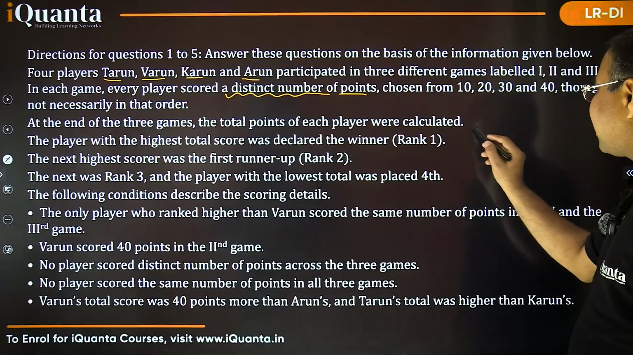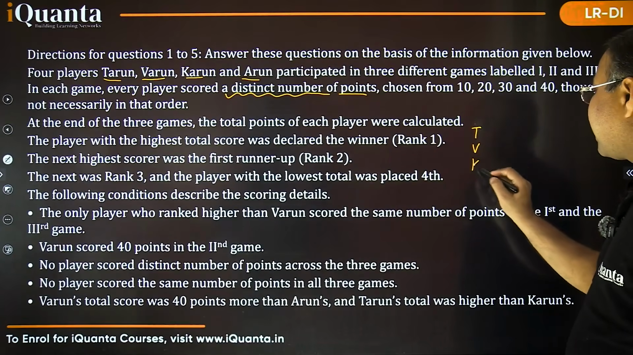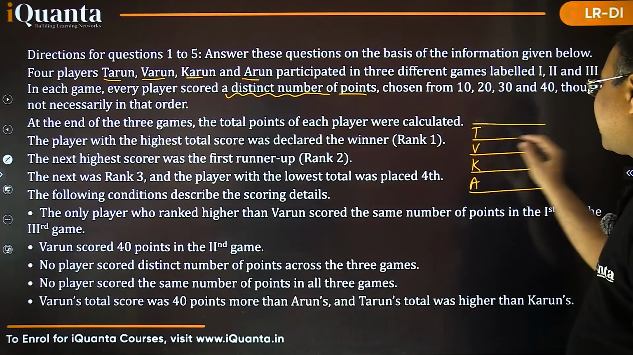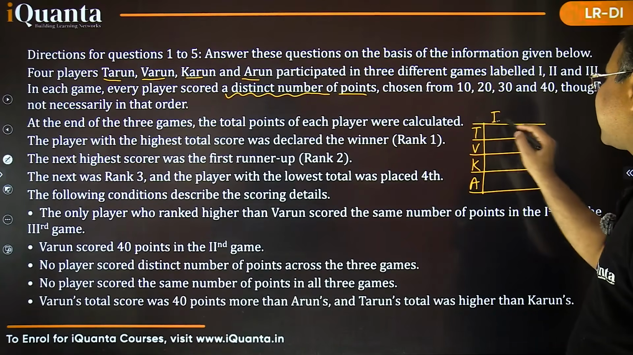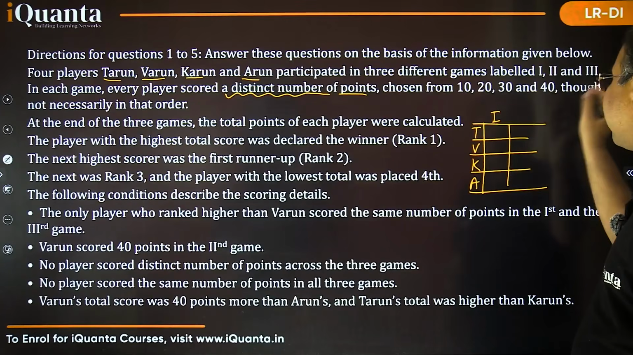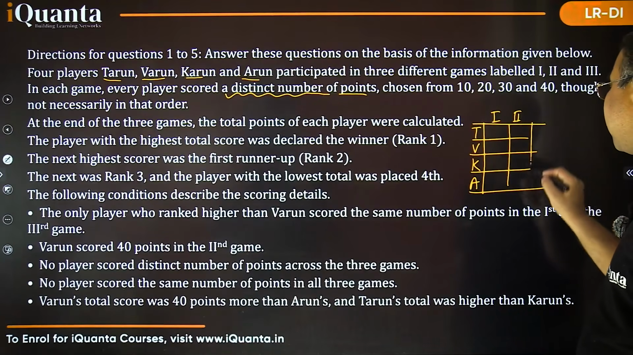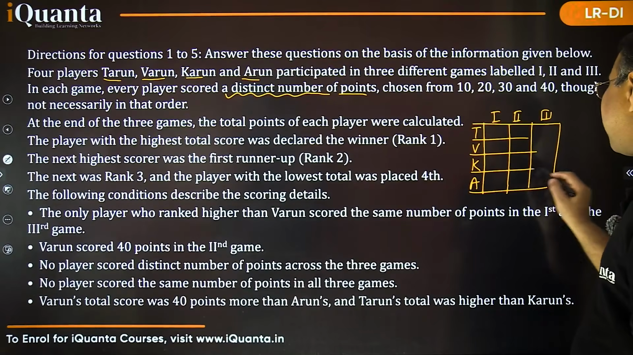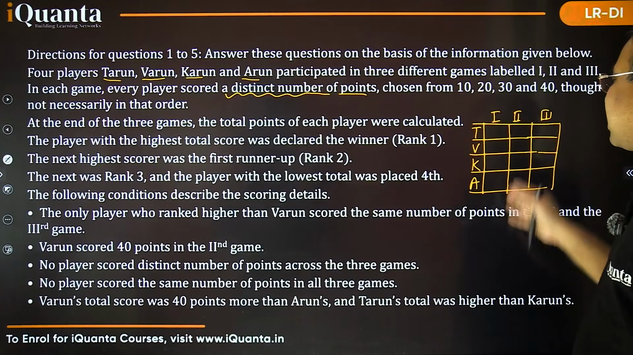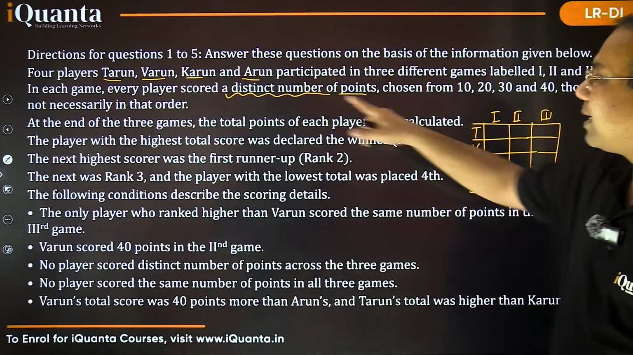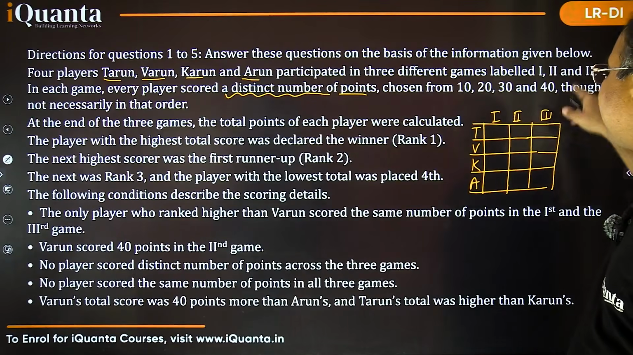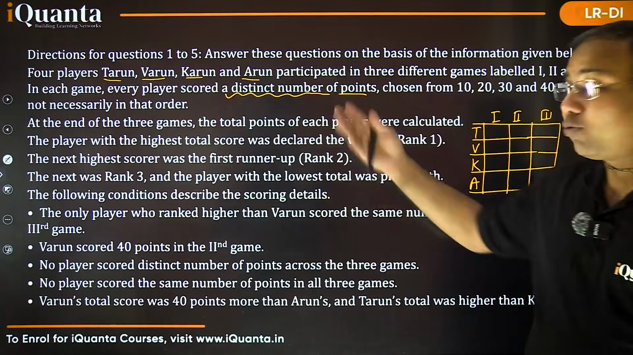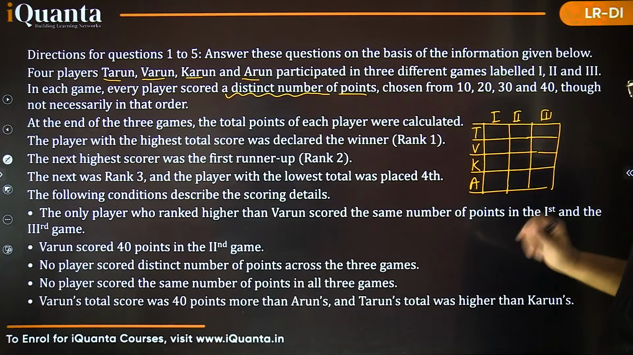I'm writing the names there, T, V, K, A, these are the 4 players' initials, and they're going to play 3 games, which are labeled as 1, 2 and 3. So game number 1, game number 2, and finally game number 3. This is the table we are supposed to fill, with distinct points chosen from 10, 20, 30, 40. So in every column, these 4 values would be filled in a certain order as we need to read further. Fine so far? Okay, let's move ahead.